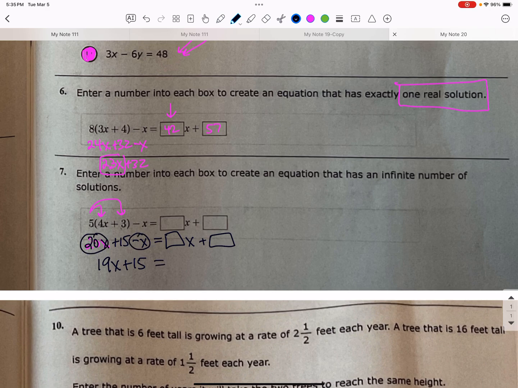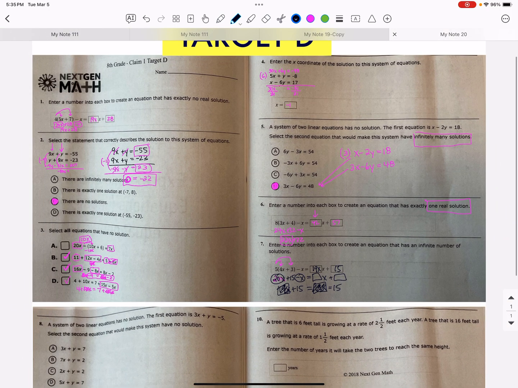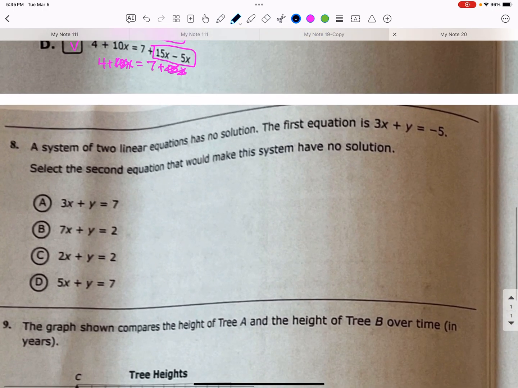So if I want this side to have infinitely many solutions, I have to have the same amount of x's so they cancel out. So I need 19x's over here. And then when we cancel these guys out, we need to have the same number left. 15 equals 15. So if I want them to be infinite, they need to be the same x's, the same everything. Is this a hard paper? Yeah, this is pretty hard.